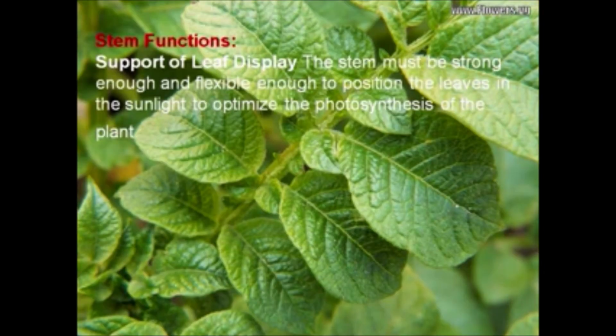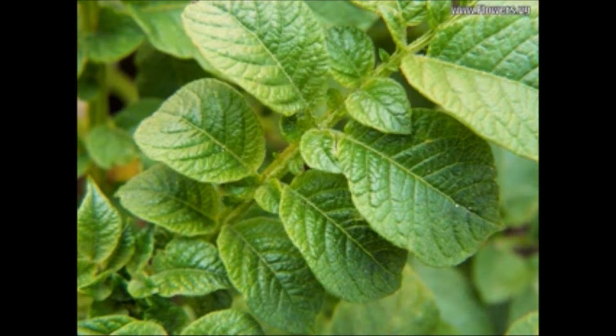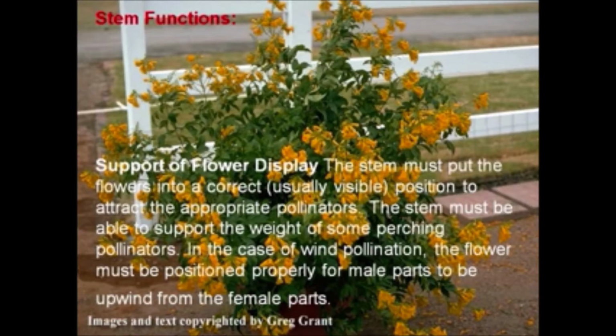Stem function: support of leaf display. The stem must be strong enough and flexible enough to position the leaves in the sunlight to optimize the photosynthesis of the plant. Stem function: support of flower display. The stem must put the flowers into a correct, usually visible position to attract the appropriate pollinators. The stem must be able to support the weight of some perching pollinators. In the case of wind pollination, the flower must be positioned properly for the male part to be upwind from the female part.